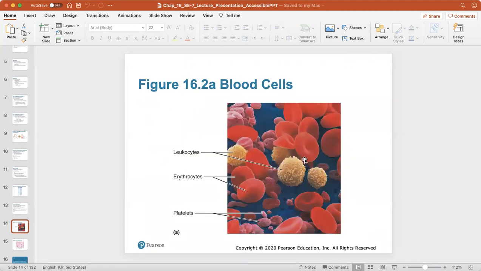So here's a look at a sample of blood. You can see the erythrocytes without the nucleus. The leukocytes are the main formed cell, and then the platelets are a lot smaller, and the platelets help in blood clotting.